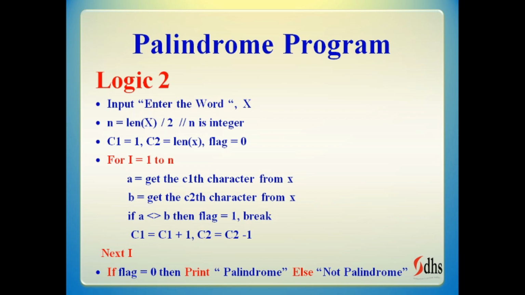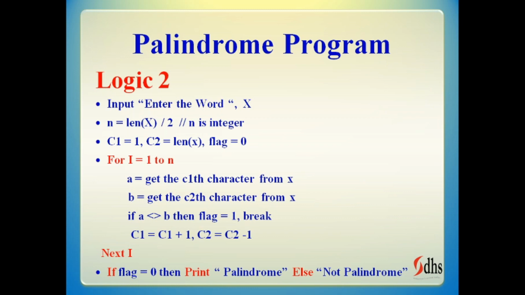I need 2 counters to fetch the first character and last character. Initially counter 1, C1, is 1 and counter 2 is len of x, that is 5. Flag is 0. I am keeping flag as 0. I will let you know why we are using it. Now for I equal to 1 to n, we are going to do 2 comparisons.